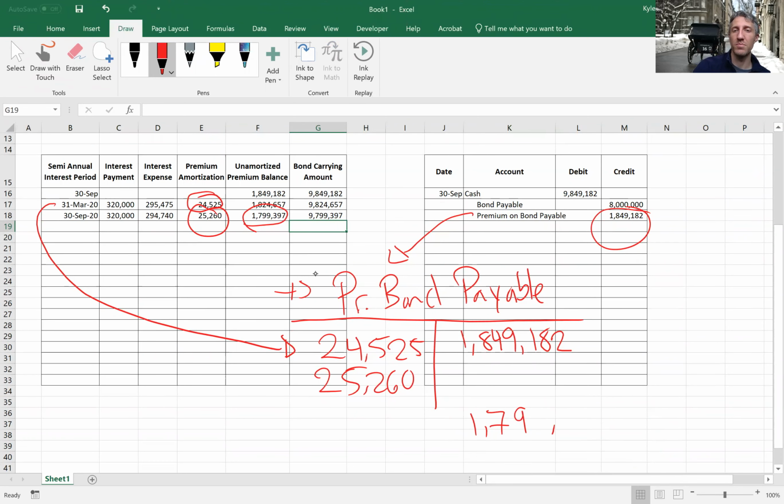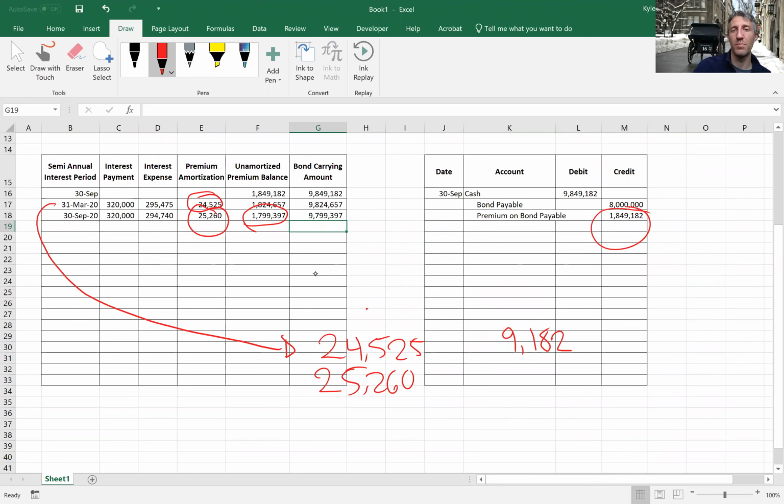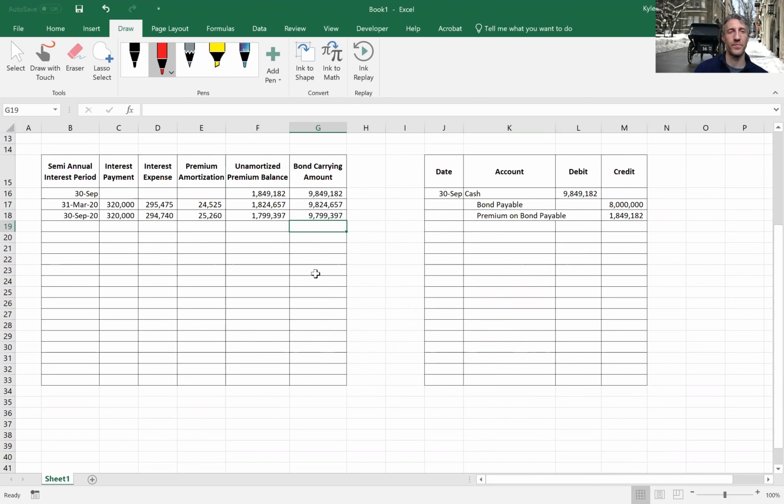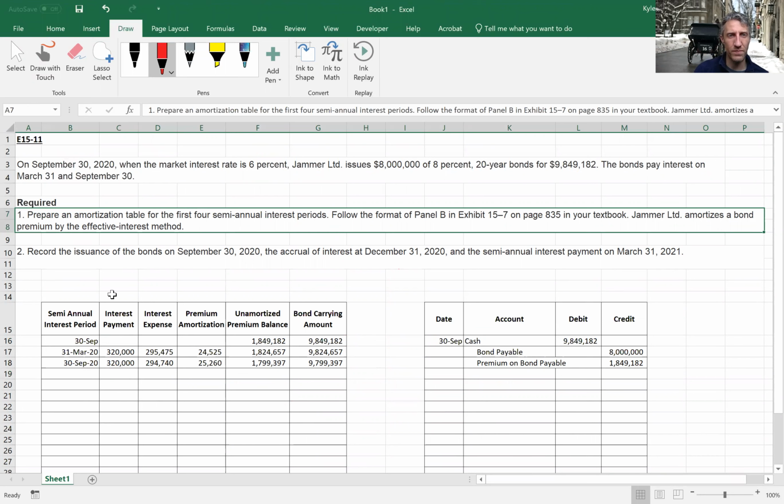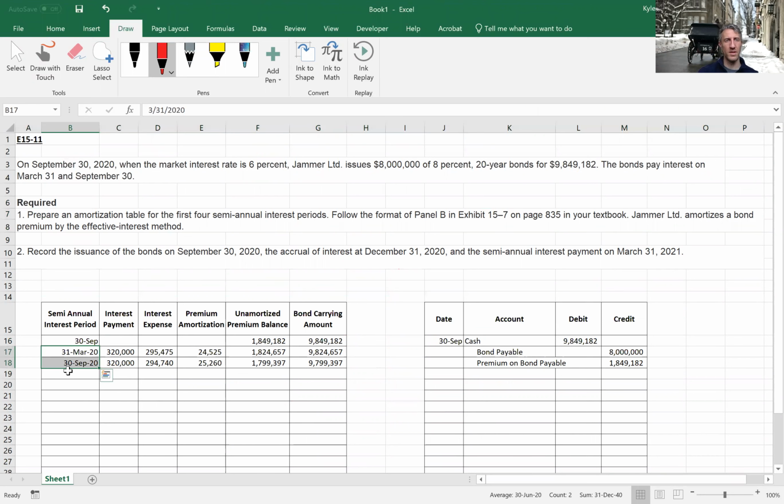Now, we're going to see in this problem, though, while that is correct, what I just went through, the portion of that needs to be accrued into the proper period, and I'll explain why in just a minute. So that's September 30th, 2020. This was the first 4 semi-annual interest payments. So I've done 2. The next one's going to be March 31st, 2021.